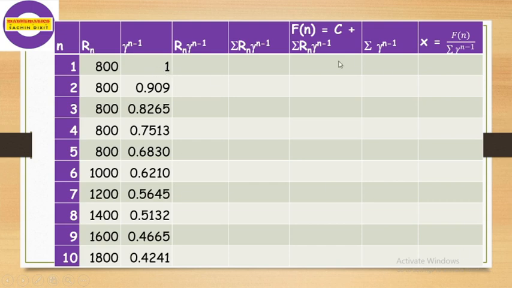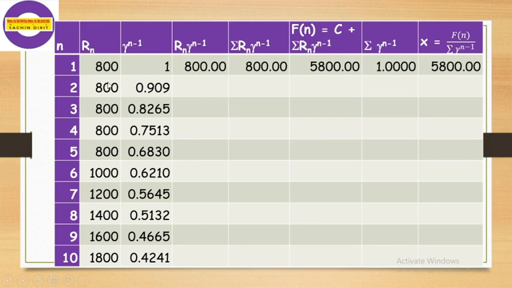Now we start filling the remaining table. For the first year, the values are obvious, so we write them directly. We multiply this 800 by 1, we get 800. This is the first value, therefore in the summation this value will be carried. The cost of the machine is 5000. Therefore we add this 800 here, we get 5800. This value is 1, and we divide it, then we get again 5800.